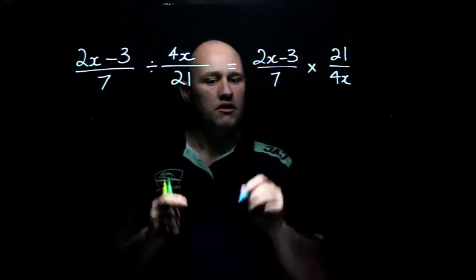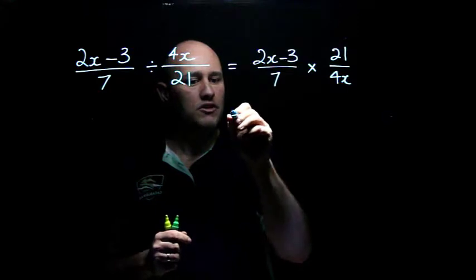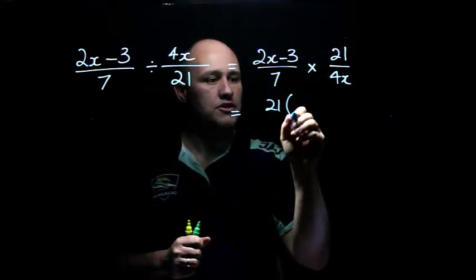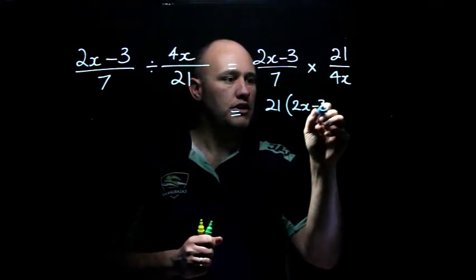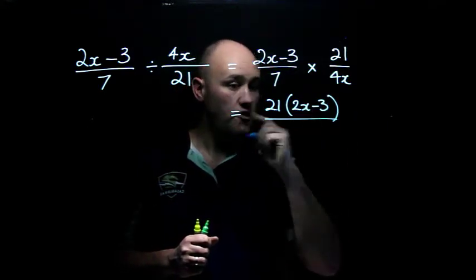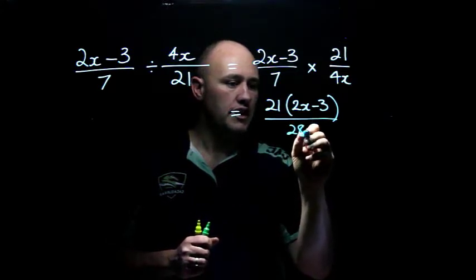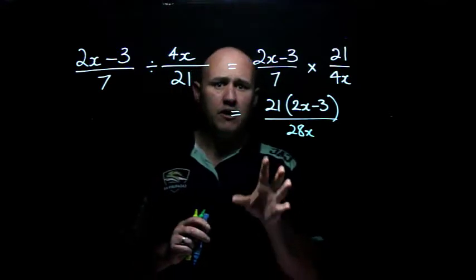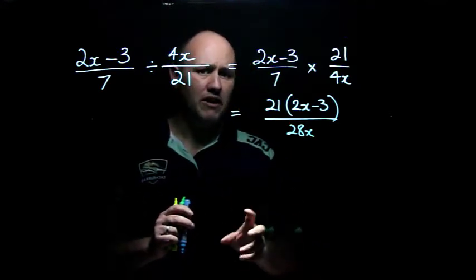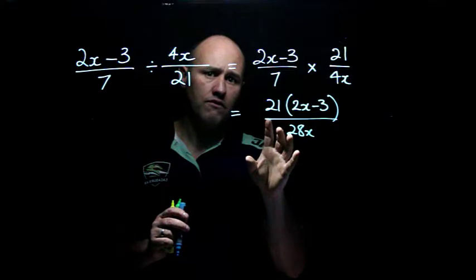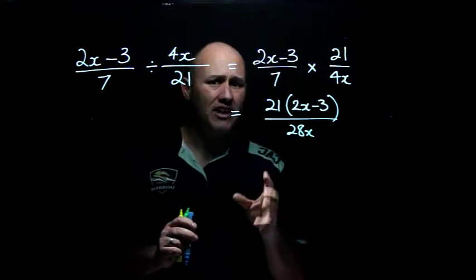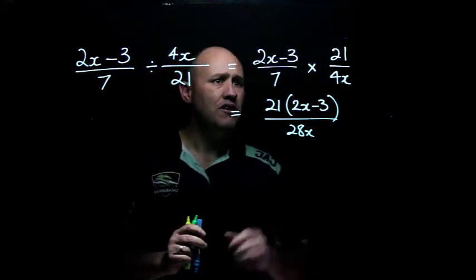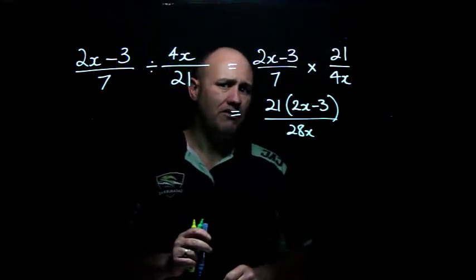But now multiplying, the multiplication is actually pretty easy. And you might see a little trick here, which I'll show you in a minute. But for now, I can write this as 21 times 2x minus 3 over 7 times 4x, which is 28x. Now I'll give you a little bit of advice. As you move forward into math methods, it's going to become really beneficial to leave things in factorised form. In fact, you rarely expand unless you need to solve an equation, or maybe you're doing some sort of sketching function work. But for now, that's actually the best way to leave it, right there.